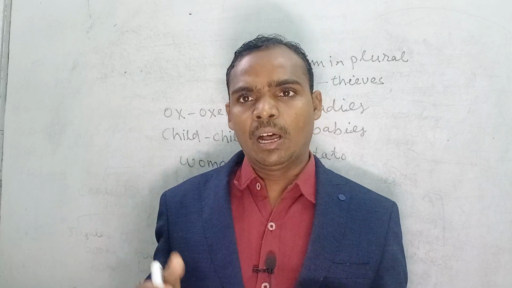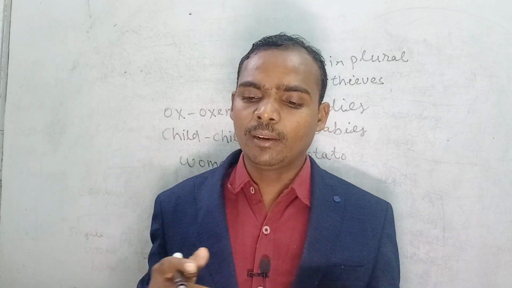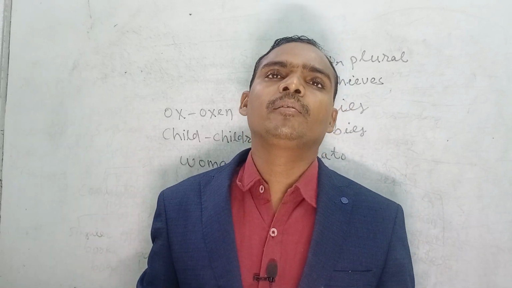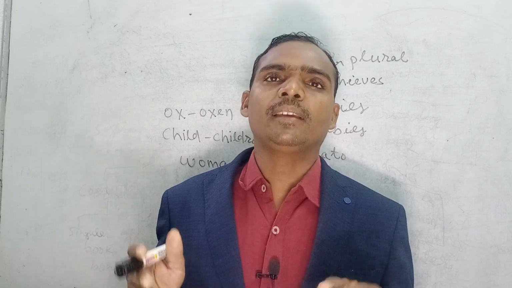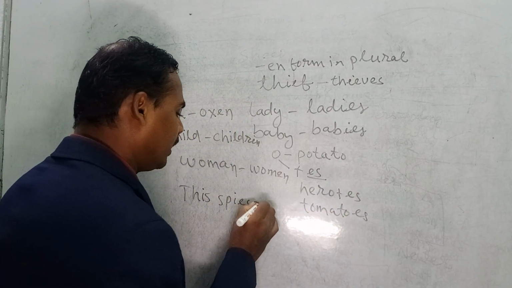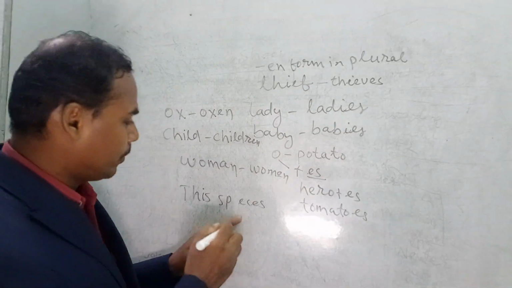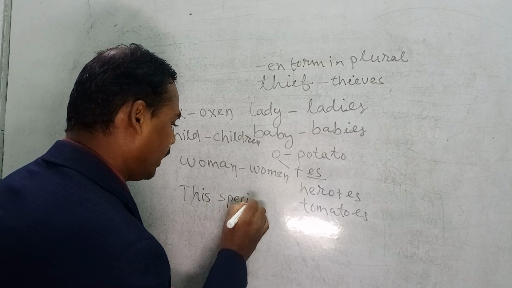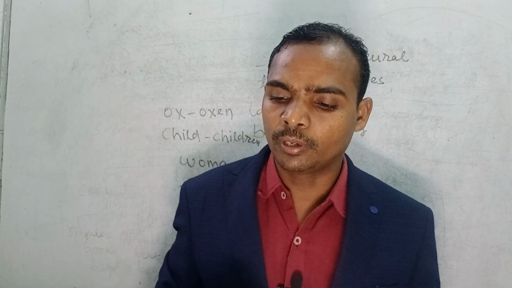Some nouns are plural in form but are used with a singular verb. I have already given one example, news. The news is disturbing. News looks like plural but it is singular. This species is rare, S-P-E-C-I-E-S. This species is rare, it looks like plural but it is singular.